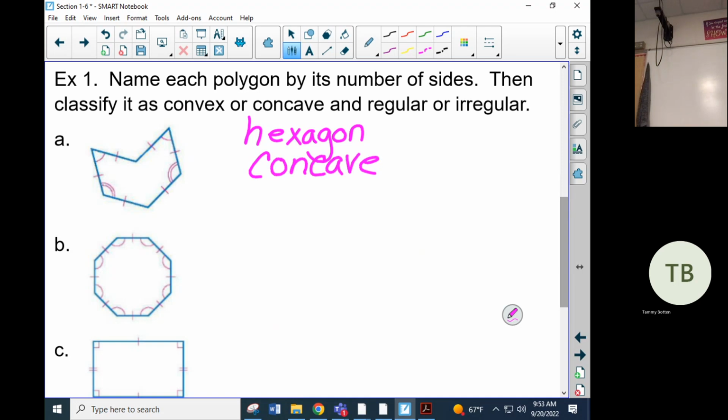And then is it regular or irregular? What do you think? Irregular because these two have 2 arcs, 1, and this one has none. So the angles are not all the same, so it's irregular.